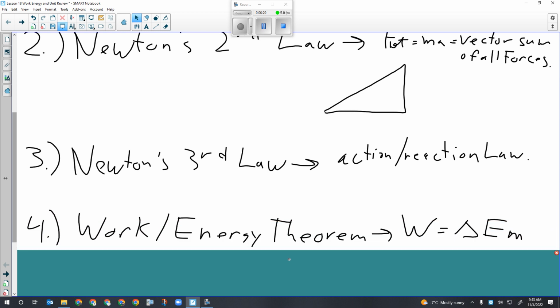Okay. Then we went on to work energy theorem, which is what we just finished up the other day. And we know that with work energy theorem, work is a change in mechanical energy.